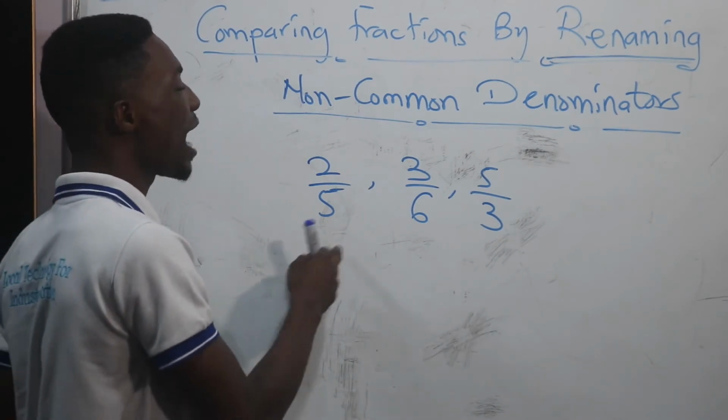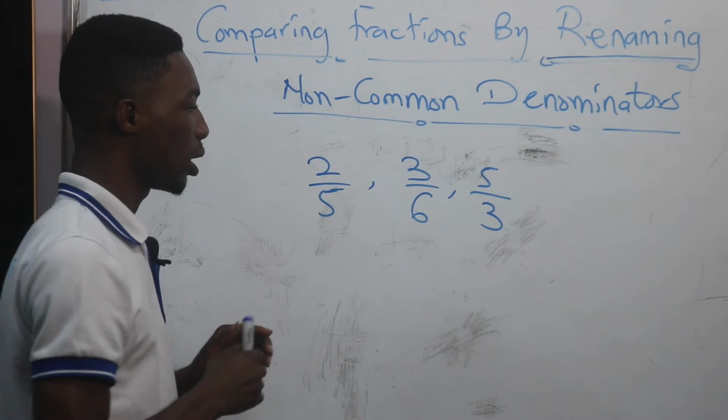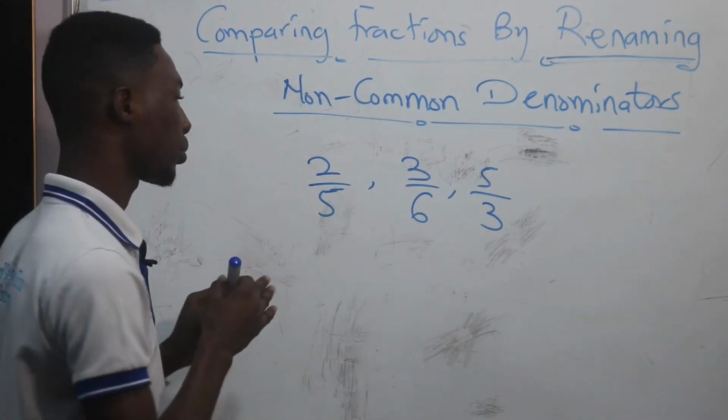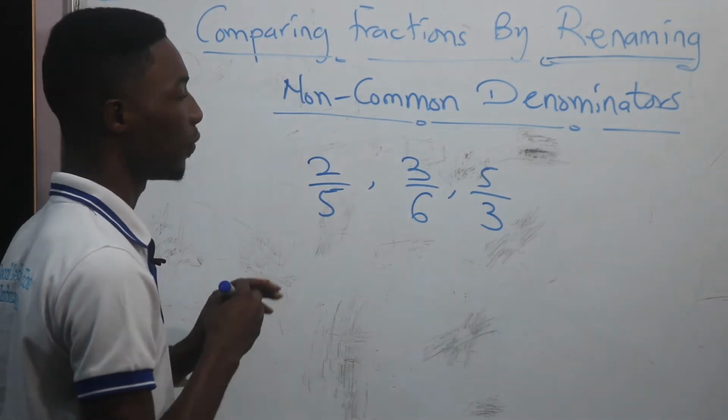So taking 5, 6, and 3, let's find an LCM for them.